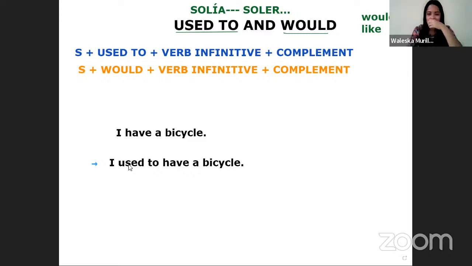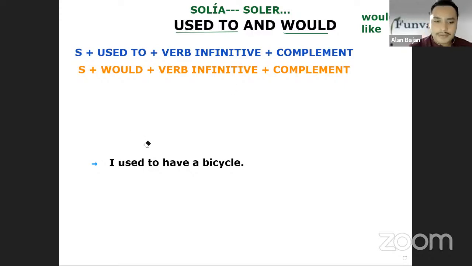Now write the translation for this sentence in the chat. I used to have a bicycle. Write the translation of the sentence in Spanish in the chat. Very good.